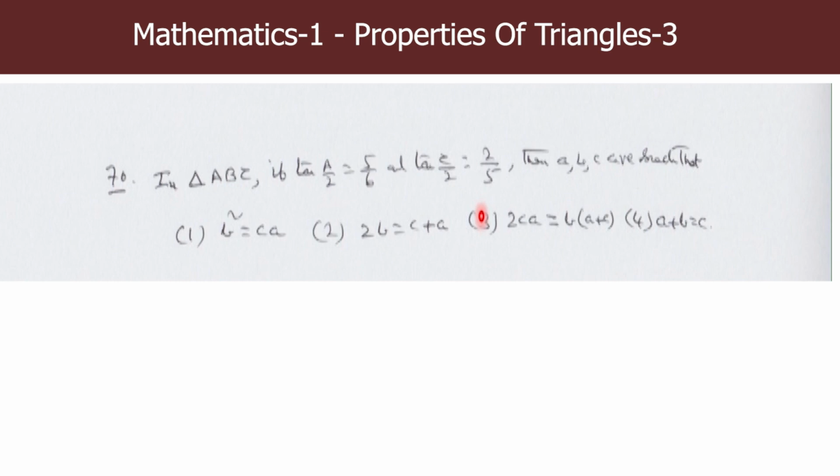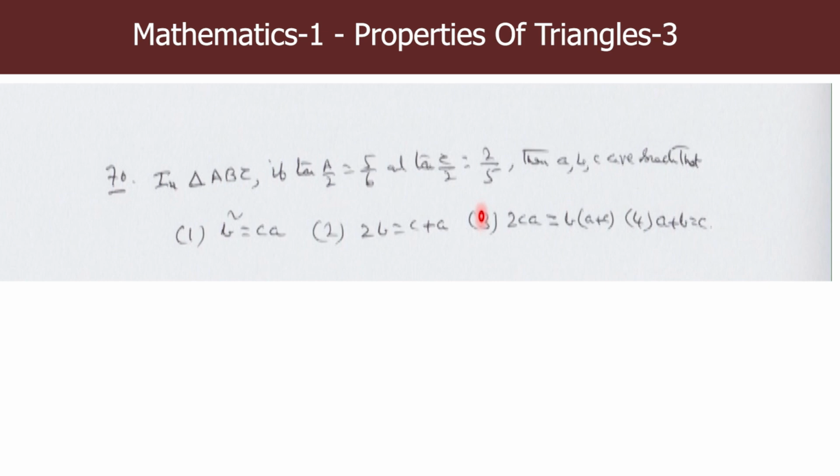70. In triangle ABC, if tan A/2 is equal to 5/6 and tan C/2 is 2/5, then the sides a, b, c are such that: 1) b² = ca, 2) 2b is equal to c plus a, 3) 2ca is equal to b into (a plus c), 4) a plus b is equal to 0. That means a plus b is equal to c.